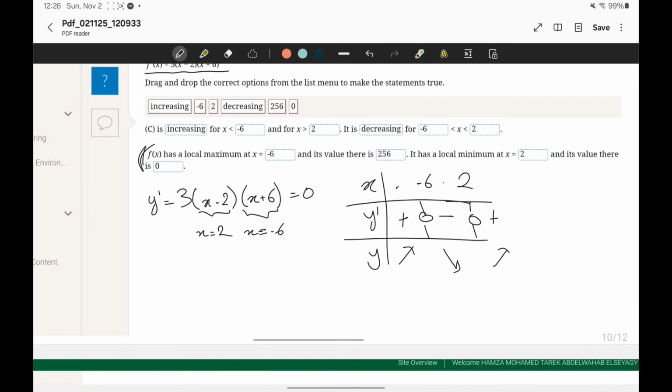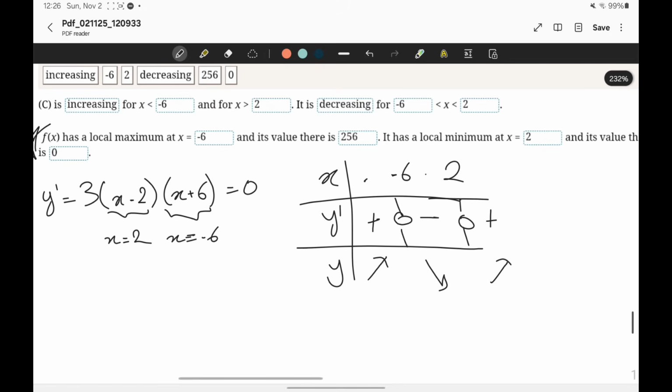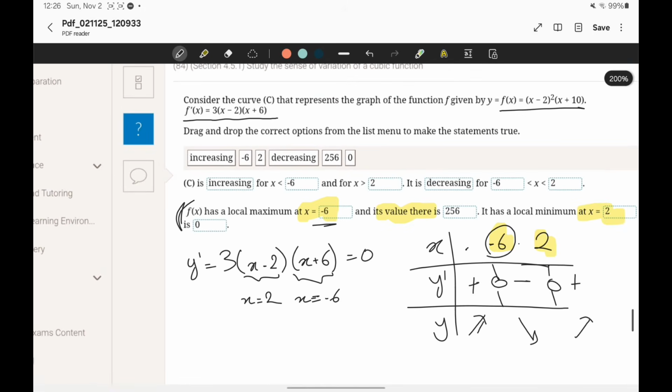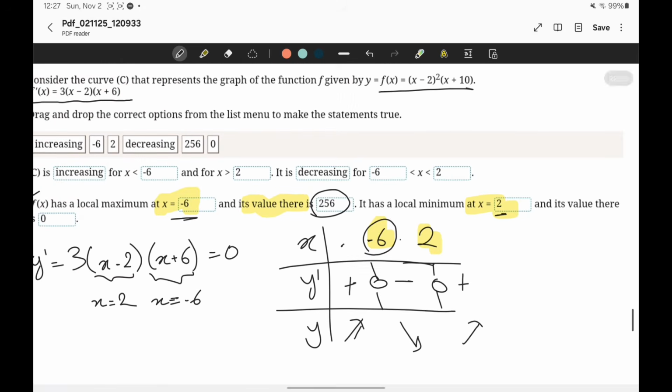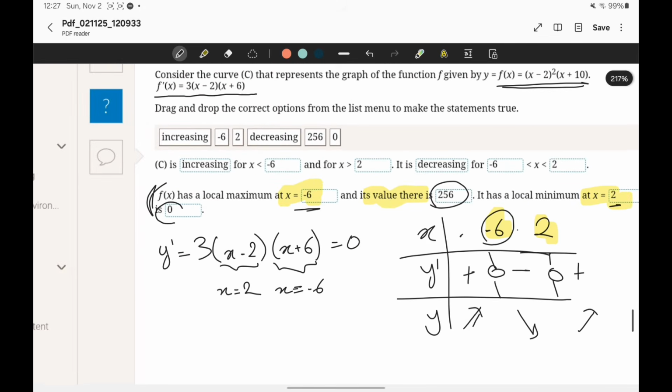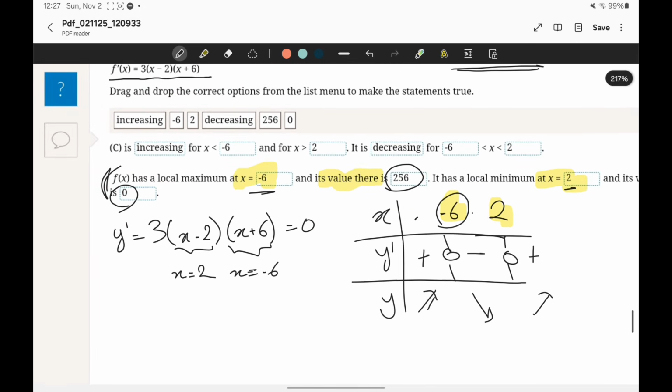So it has a local maximum and local minimum. So local maximum, we could see it's going up then down. So this is our maximum, x is minus 6. And the local minimum is x is 2. And for the value there, you just take this number. So you take minus 6 and put it into our original equation. You get 256. And same thing for here. You take 2, put it into our equation, and you get 0. Okay, so this second part's easy.